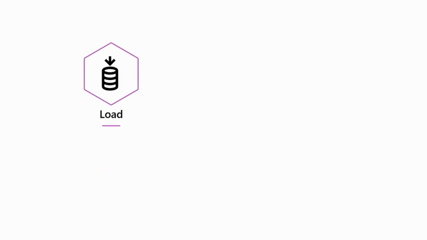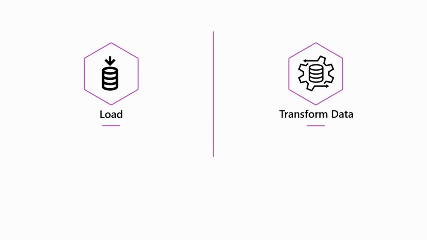Load. This option directly loads data into the data pane in Power BI, and you can still transform the data at a later stage. And Transform data. This option allows you to transform the data before loading it, with changes being applied to the data model.